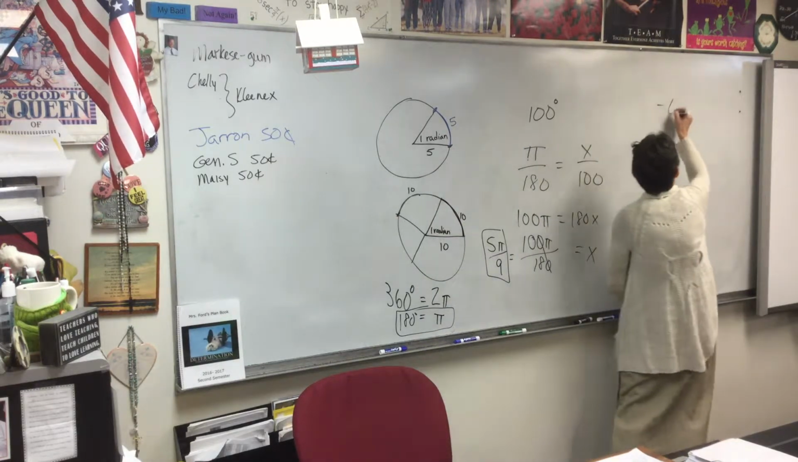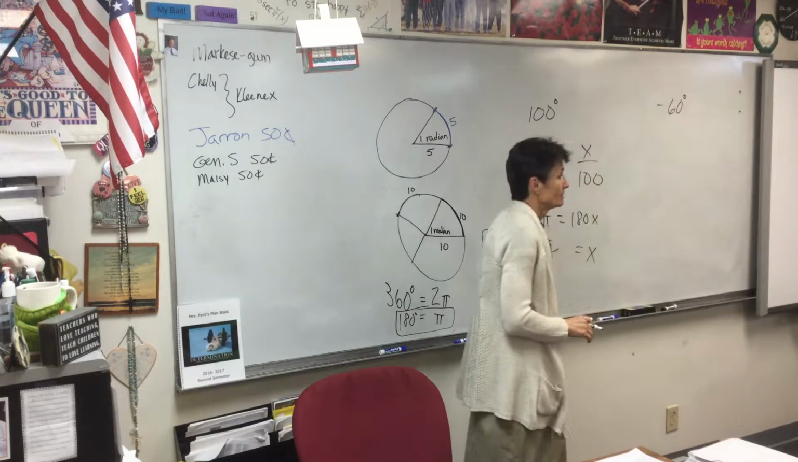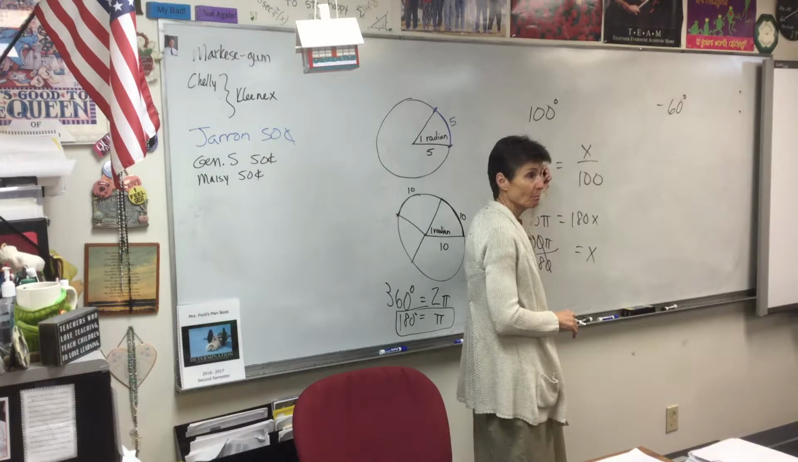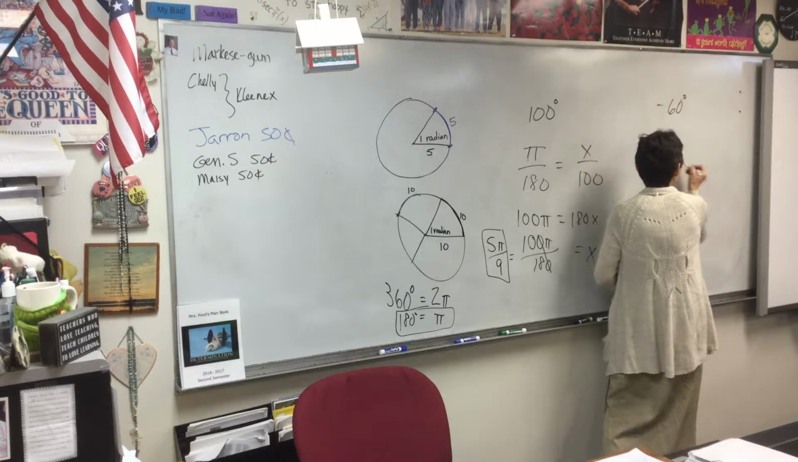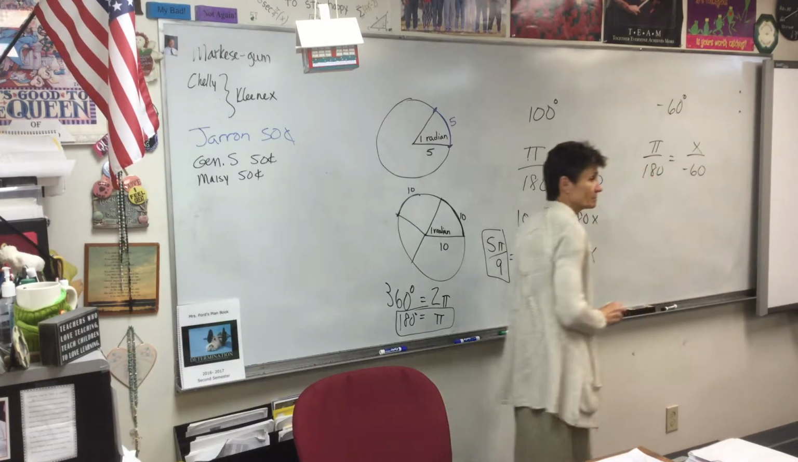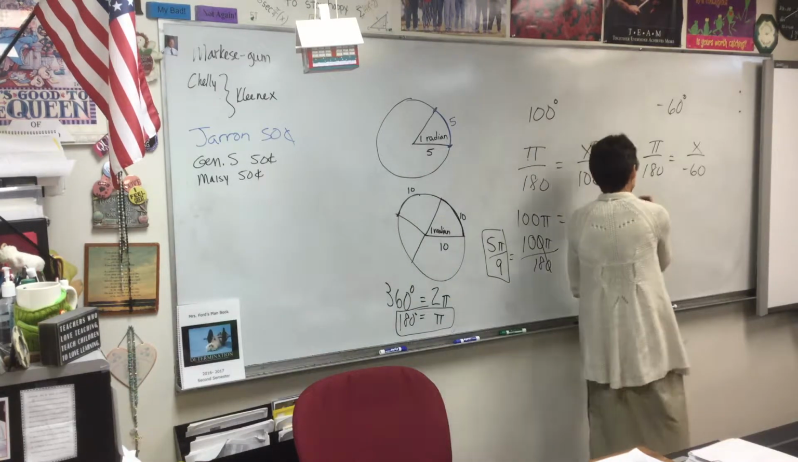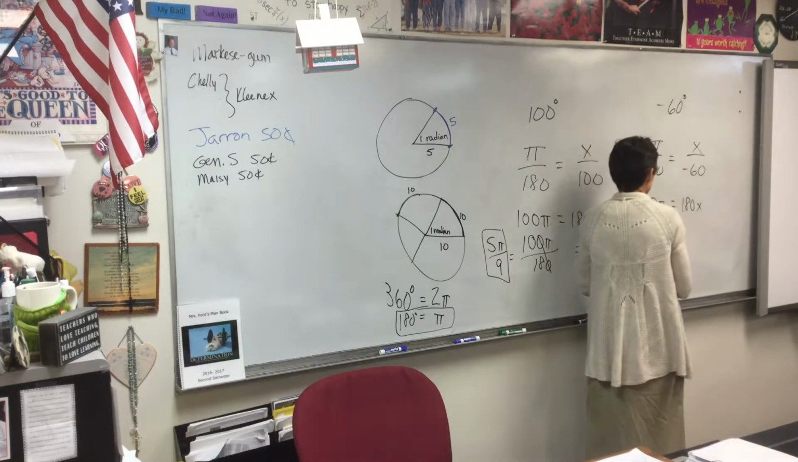Negative 60 degrees. We're going to do it exactly the same way. So how are we going to start? How do we always start? Pi over 180. Pi and 180 are equal. What is equal to negative 60? So we'll cross multiply. Negative 60 pi equals 180x.